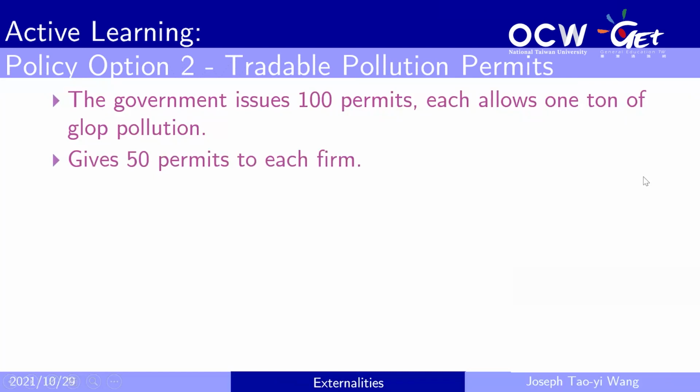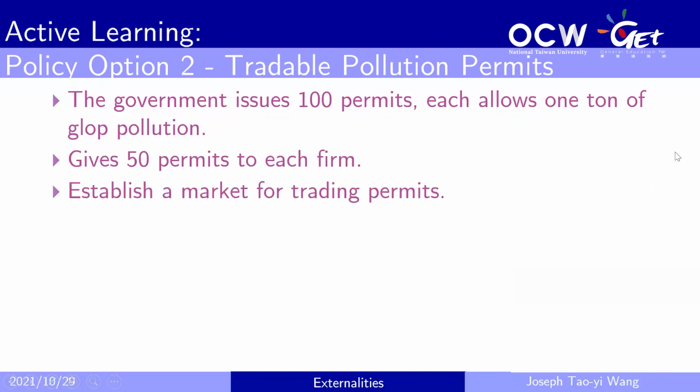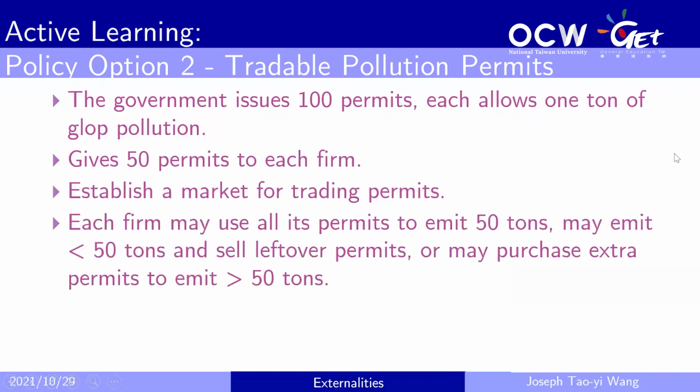Let's make it fair. But then after giving out the permits, the government sets up a market for you to trade. So you can decide to buy or sell permits on this market. You can use all of its permits to emit 50 tons. You can emit less than 50 tons and then sell the leftover permits. Or you can buy extra permits, and so you can emit above 50 tons.